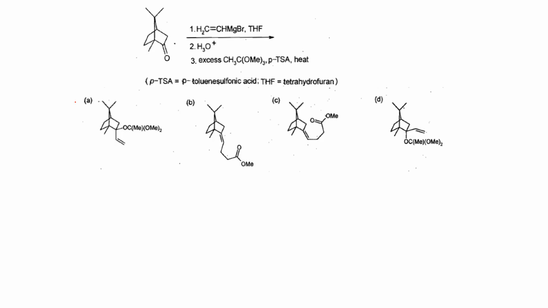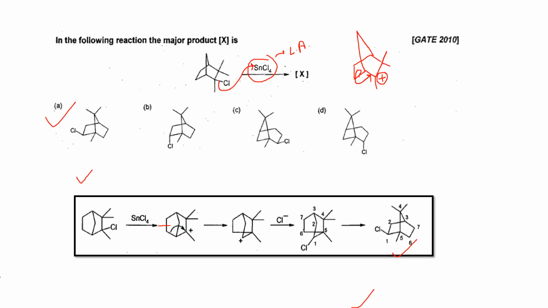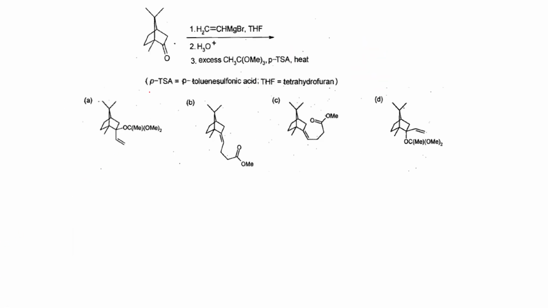Let's go to the next question. So they have given this bleached compound and they have added vinyl magnesium bromide, which is a Grignard reagent, in THF as solvent, and in the second step they added some acidic water.